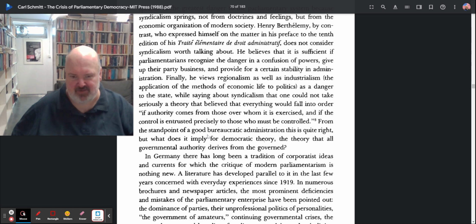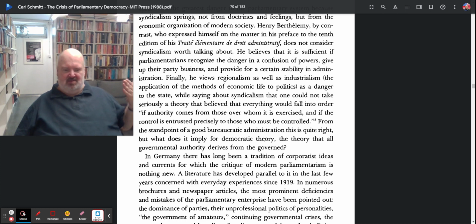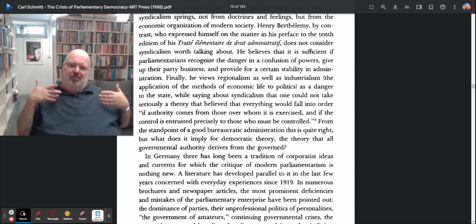From the standpoint of a good bureaucratic administration, this is quite right. But what does it imply for democratic theory? The theory that all government authority derives from the governed, right? In other words, the democratic theory argues that all. So this is the point, and I think this is a very important point.